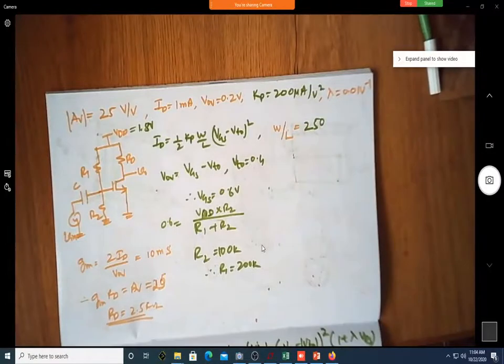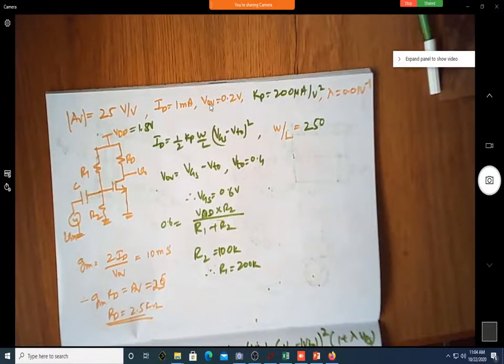The task now is we are supposed to design a CS amplifier with a gain of 25. Correct? Yes, sir. This is the requirement. So we are assuming let the drain current be 1 milliampere and overdrive voltage let it be 0.2.